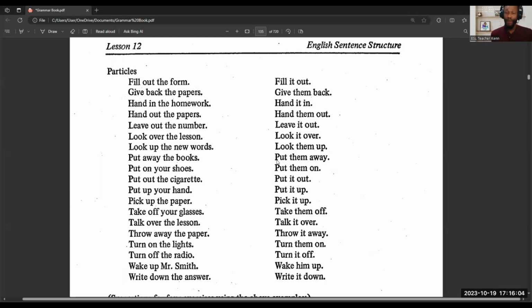So, fill out the form. Again, fill out the form. Fill it out. Again, fill it out. Give back the papers. Give back the papers. Give them back. Again, give them back.